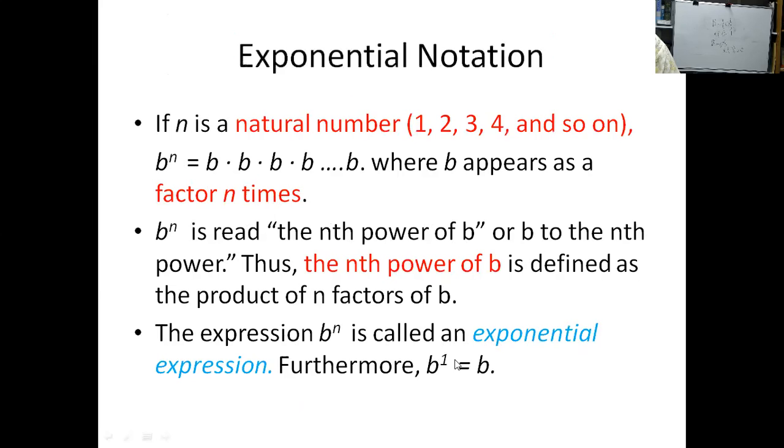b to the power of 1 is b. b to the power of 0 is equal to 1. Any number to the power of 0 is equal to 1. So again, this is called the base. This is the exponent. We read that b to the power of n. This is the exponential expression.